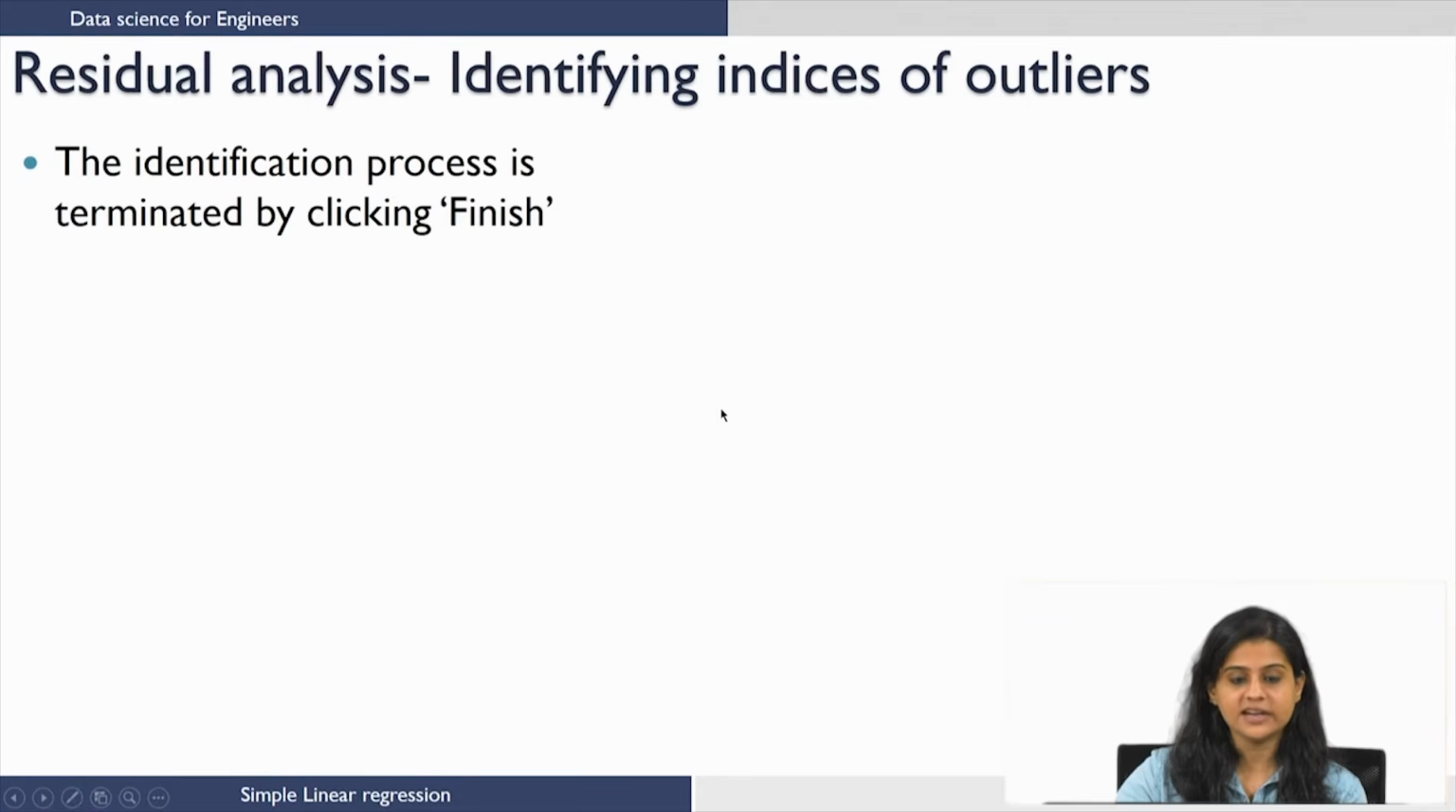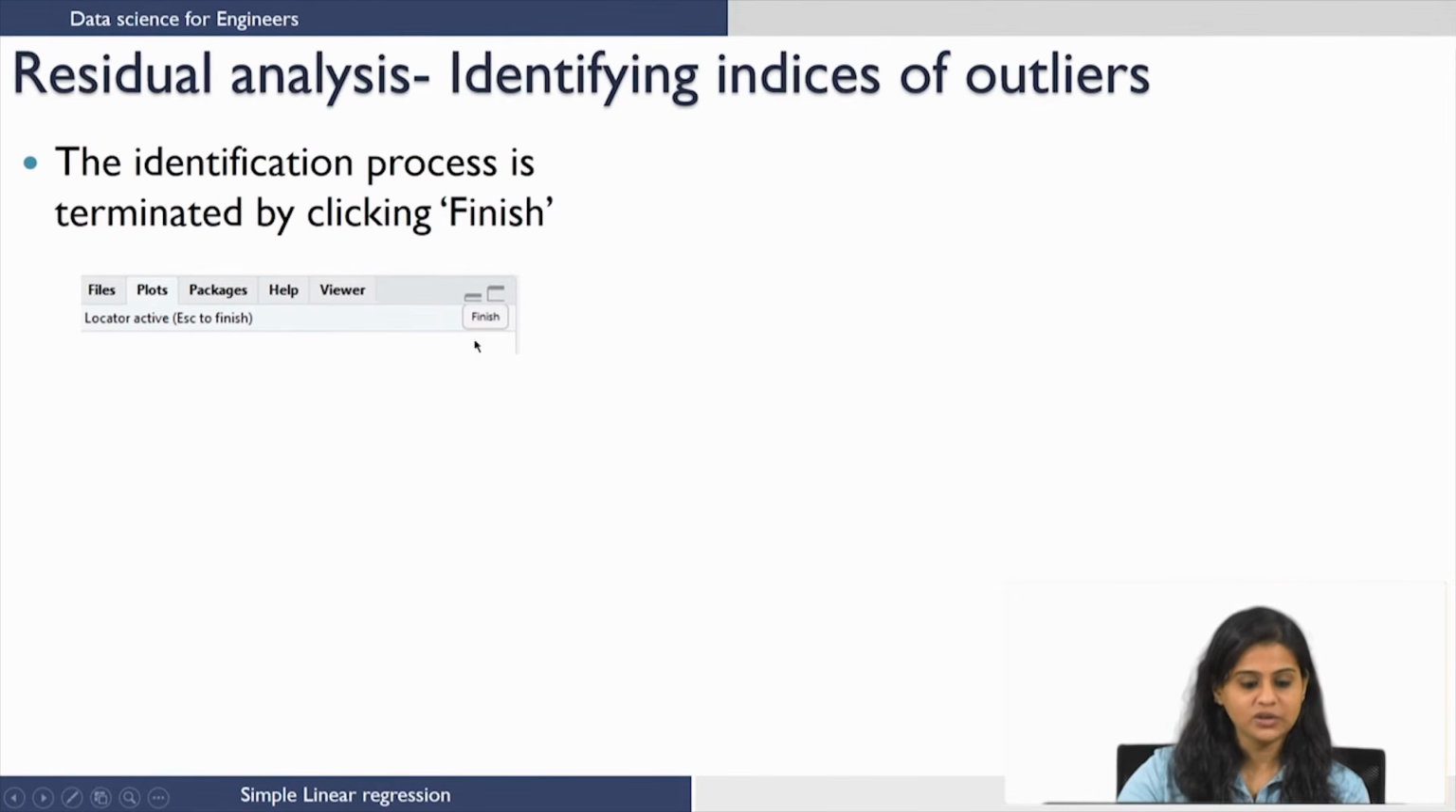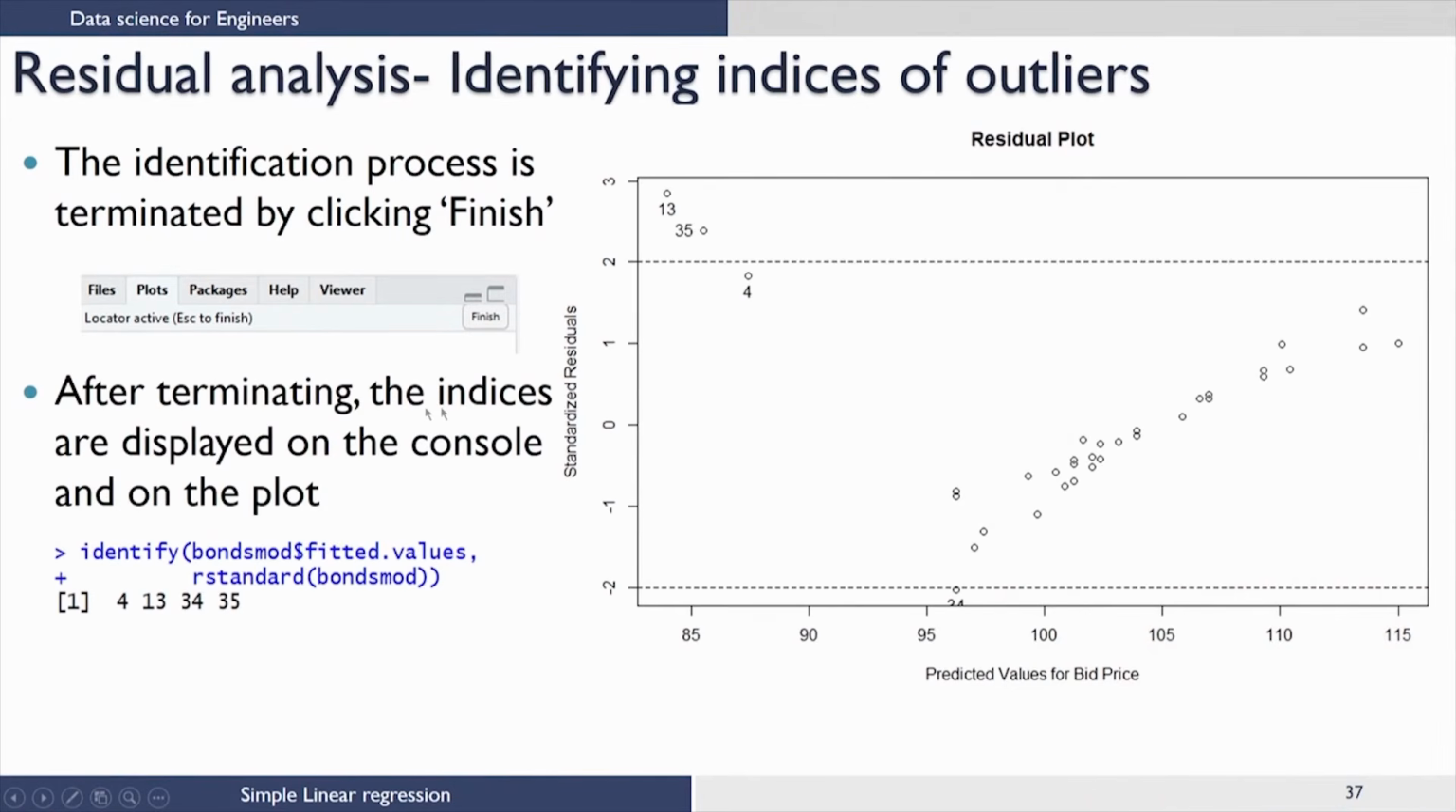Once you have identified all the outliers, you need to click the finish button that is present on the top right corner of the graphical window. You can also press escape to finish. After terminating, the indices are displayed on the console and on the plot. On the console, I have the indices displayed as 4, 13, 34, 35, but this will give you only the value.